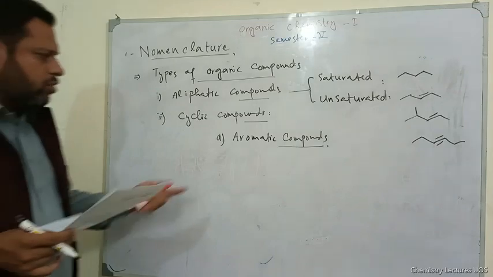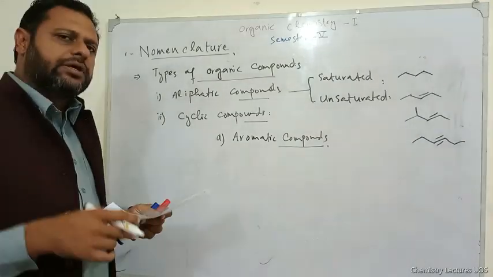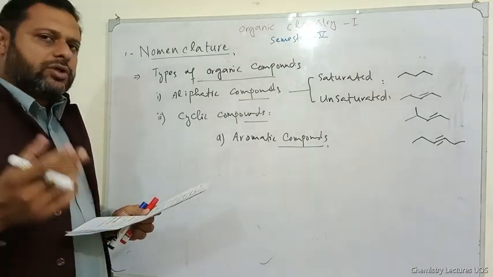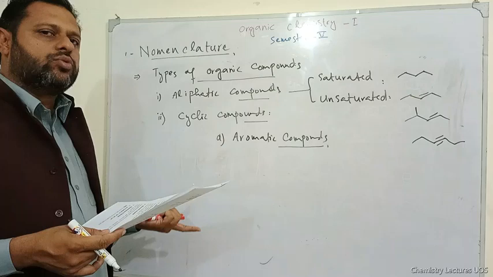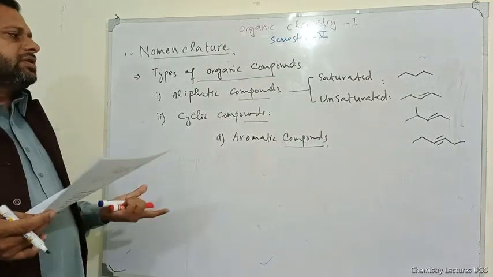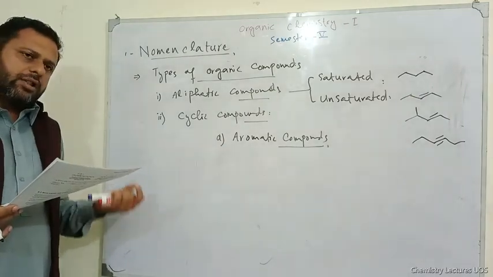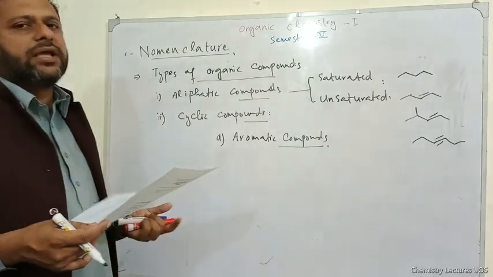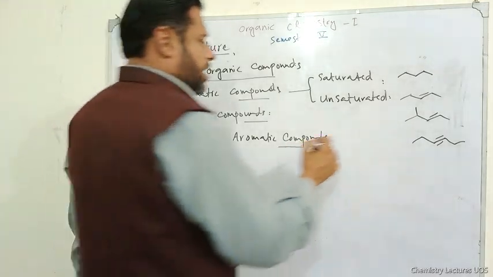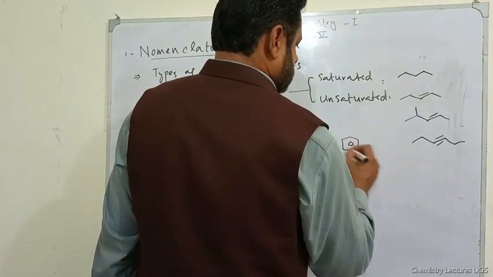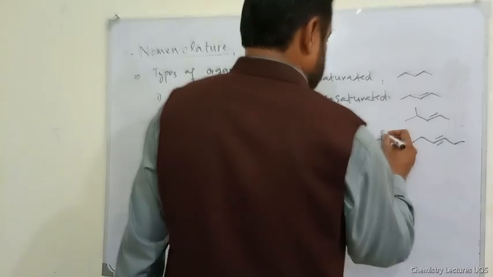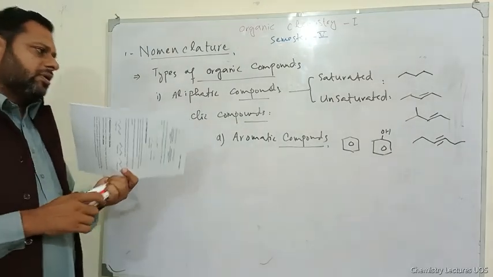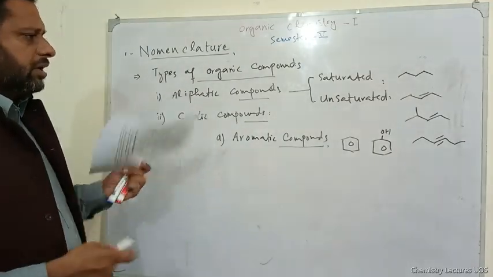For now I will give you the simple definition, and later in this semester we will discuss the original definition of aromatic compounds. For now the simple definition is: all those compounds which consist of benzene or benzene-like structures are called aromatic compounds. For example, you have this benzene structure, you have this phenol, and many more. I will give you examples of these aromatic compounds further in this semester.